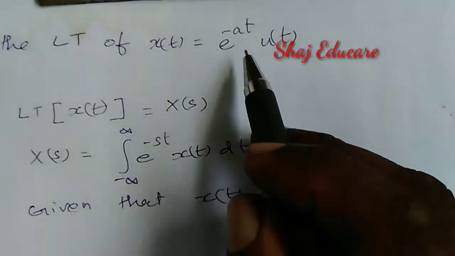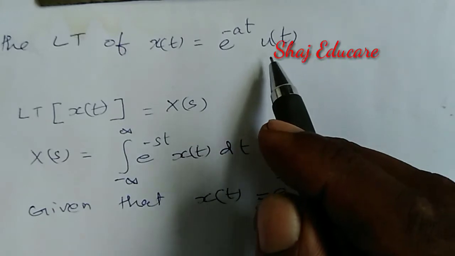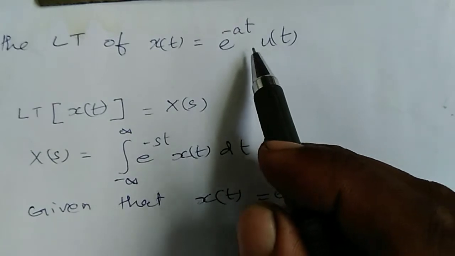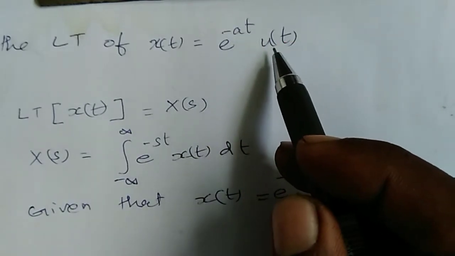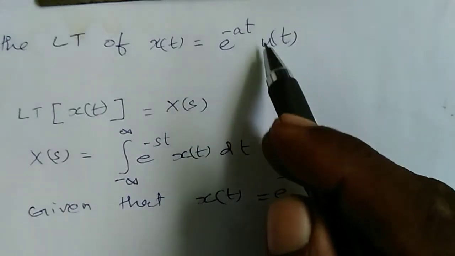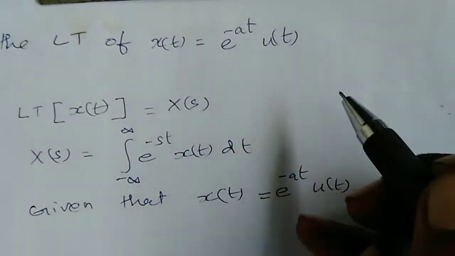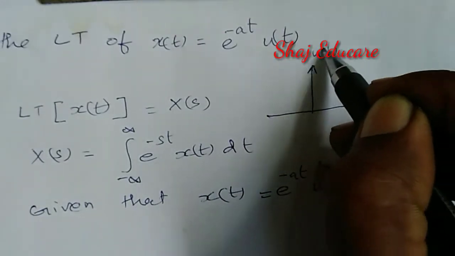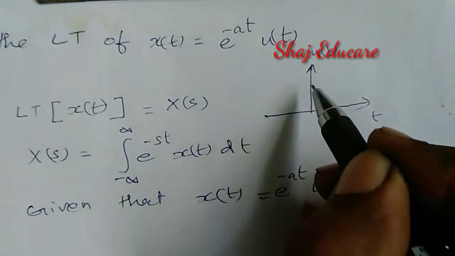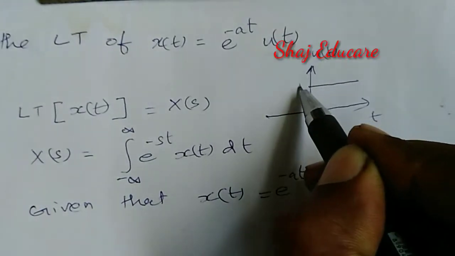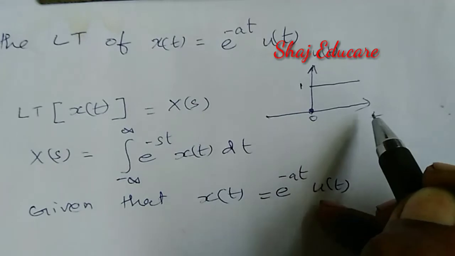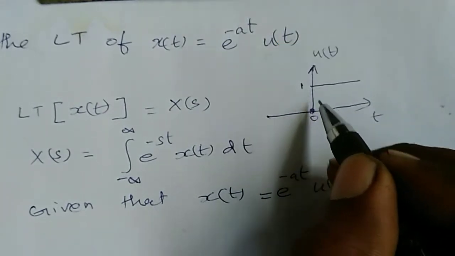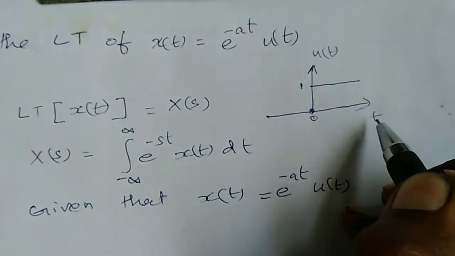Then you should know the significance of this u of t. In the given signal x of t, we have e raised to at into u of t. Actually, u of t is a unit step signal. The value of u of t is equal to 1 from t equal to 0 to t equal to infinity.